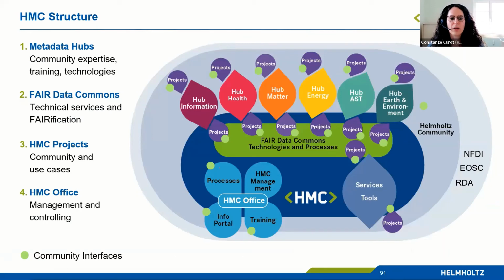HMC is built up into 4 main areas. The discipline-specific realization of FAIR data is reflected by metadata hubs for each Helmholtz research field. Community experts work on training and technology that you see here on the top in the different colors. The hubs play the role of connectors or interfaces between the research fields and the general technical developments implemented by our FAIR Data Commons group or unit in the middle here in green. They provide technical services and consulting for hubs and researchers along the FAIR principles.